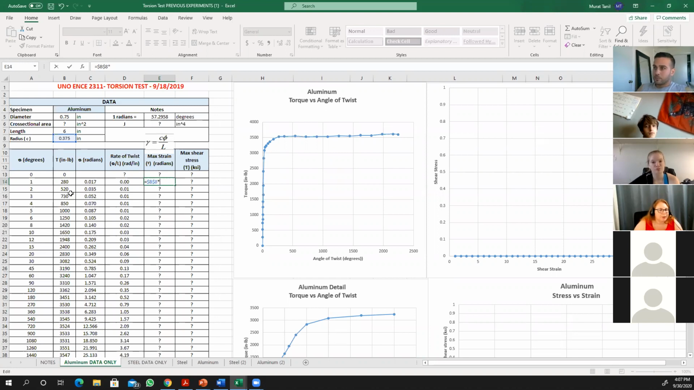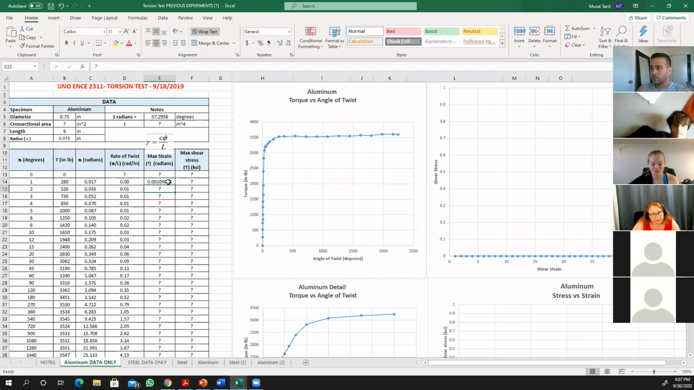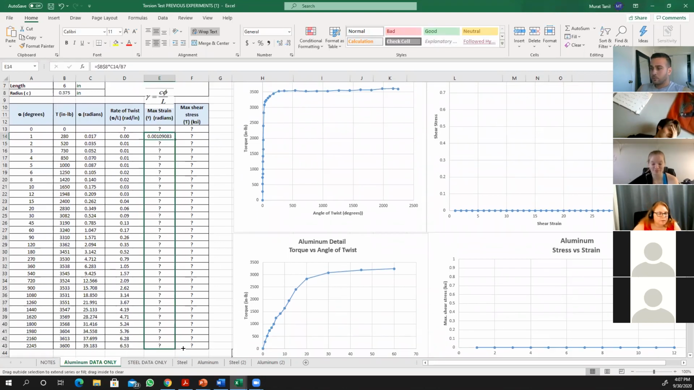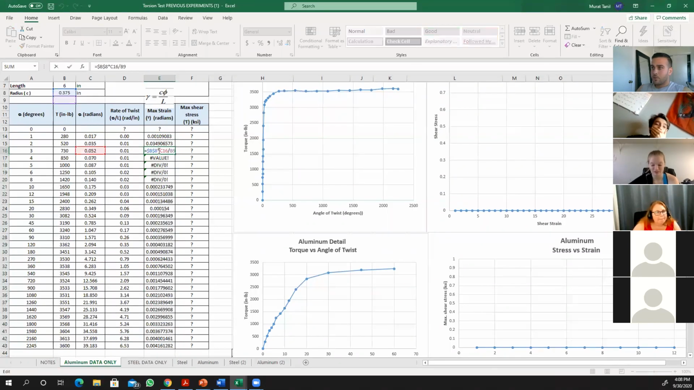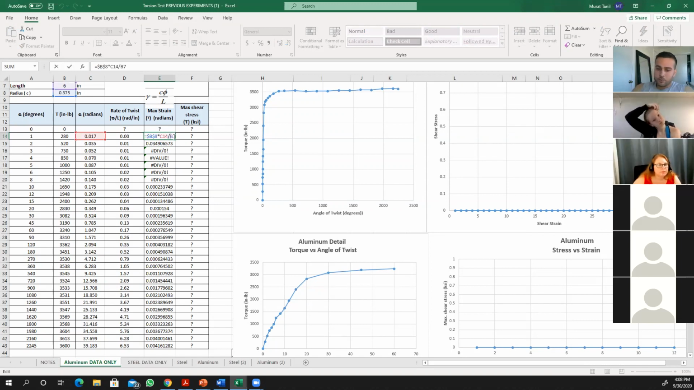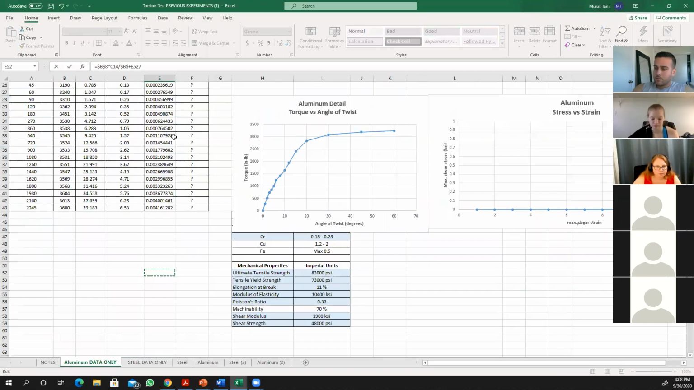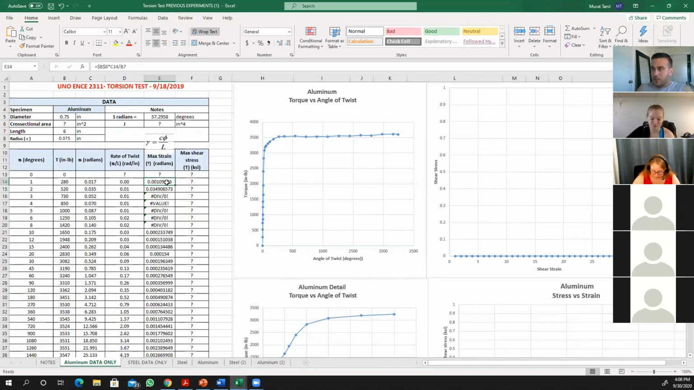When you're done with this one, can you show us the rate of twist calculation again? Sure. Something is not right. The cell needs to be locked. See, you study your lesson. Good. Cell needs to be locked. B7.